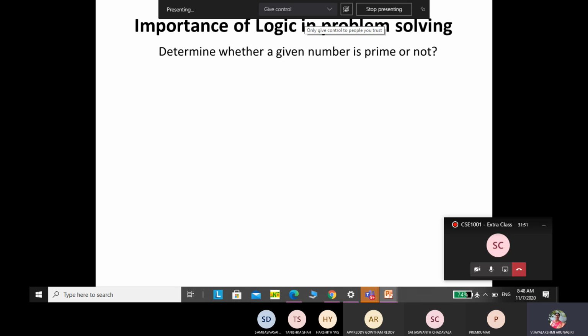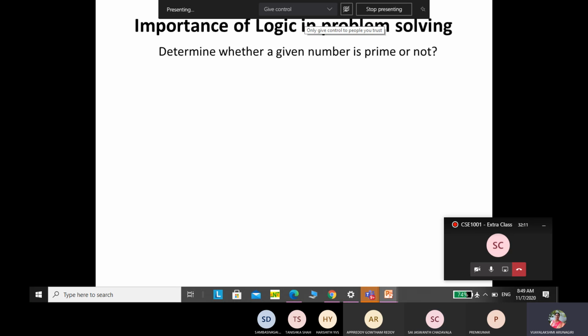We'll give only a problem, right? For whatever problem we are giving in the VPropel, you have to write the PAC chart, that is, the problem analysis chart. Next step, you have to write either an algorithm or pseudocode. Next, you have to do the programming and execute it.